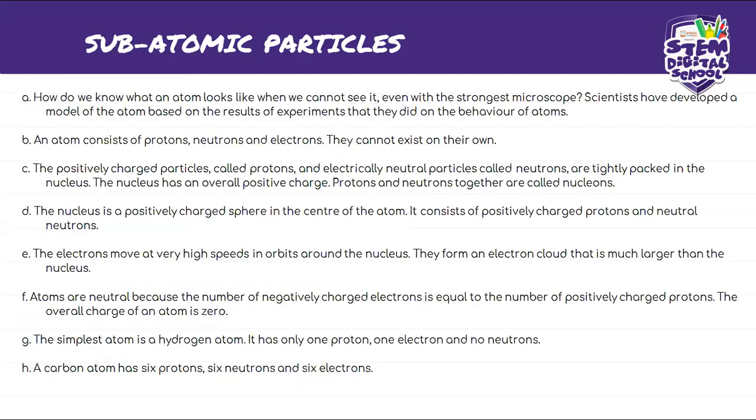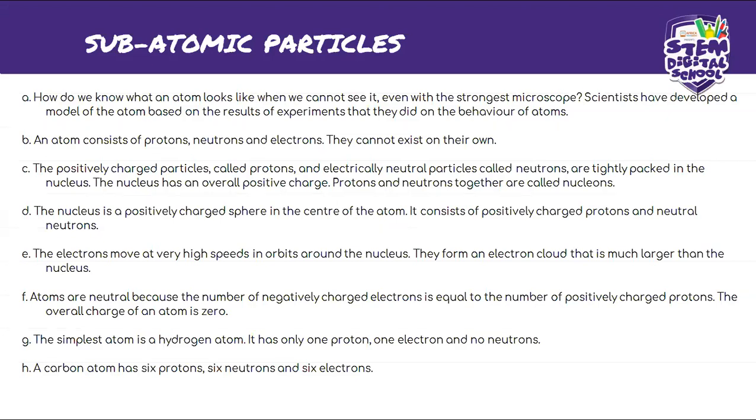So let's go to this. But let me just add that when the number of protons is not equal to the number of electrons, then we can form either a positive particle or a negatively charged particle. Okay, so how do we know what an atom looks like, but yet we cannot see it even with the strongest microscope?